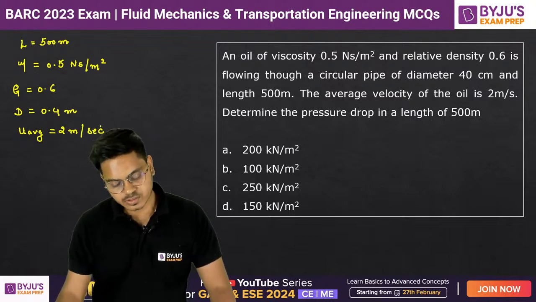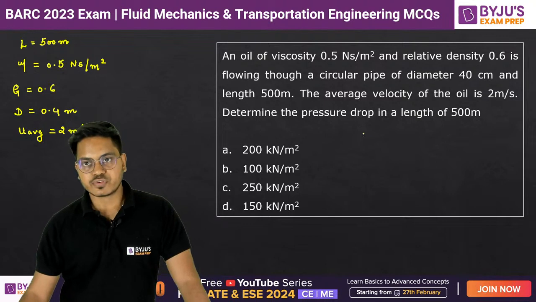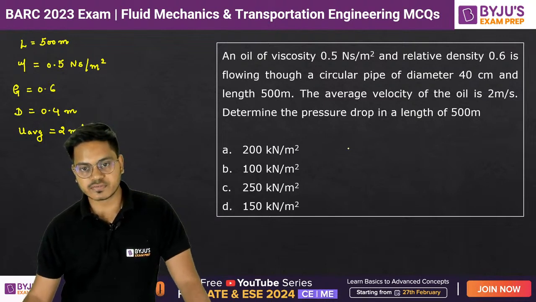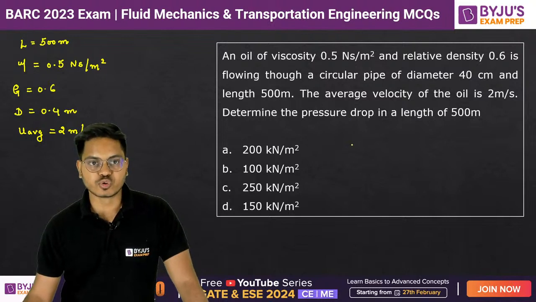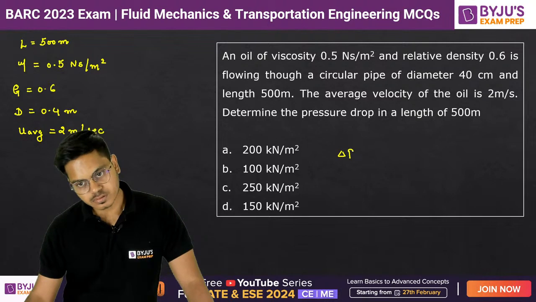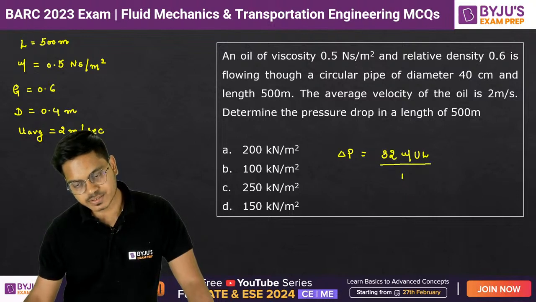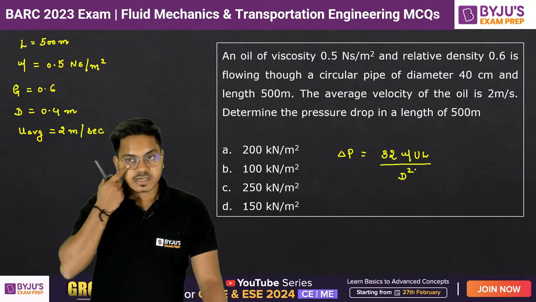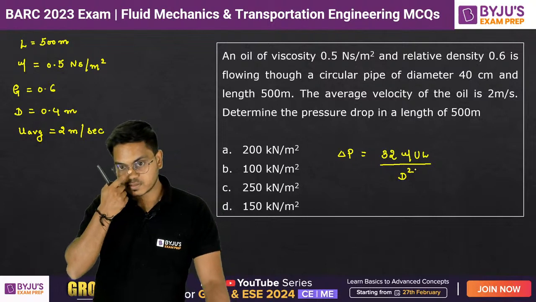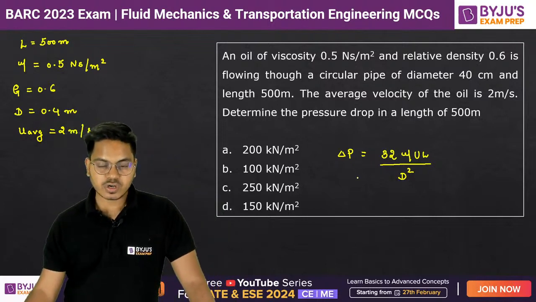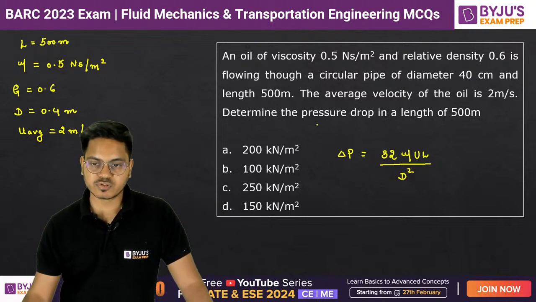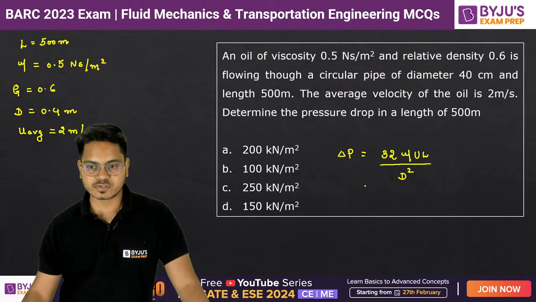All we need is the drop in pressure. If you remember, for flow through a circular pipe, there was a relationship for pressure drop: 32 mu U L by D square. We also call it Hagen-Poiseuille. If you want, you can check whether the flow is laminar or not. I know this is laminar, so I am not checking it.